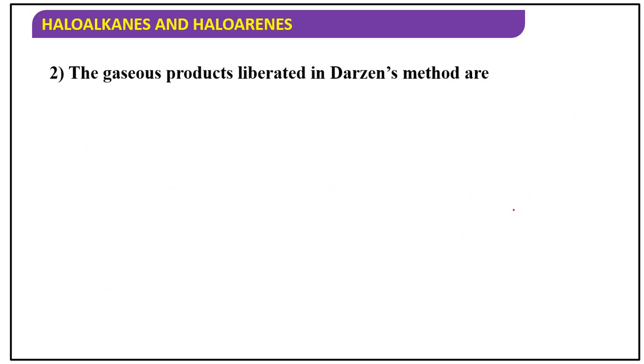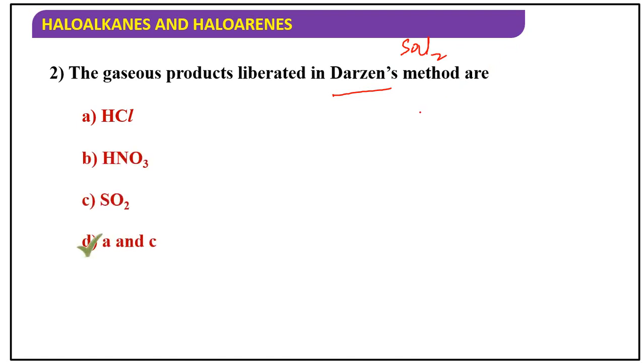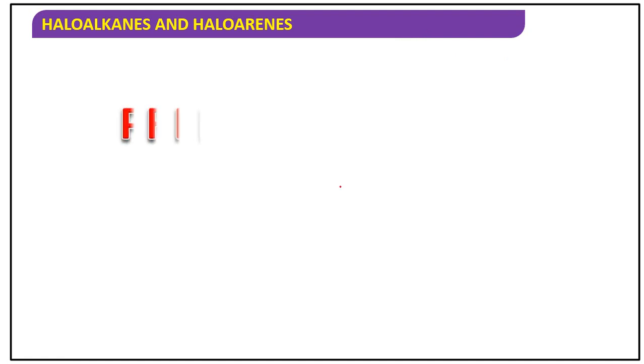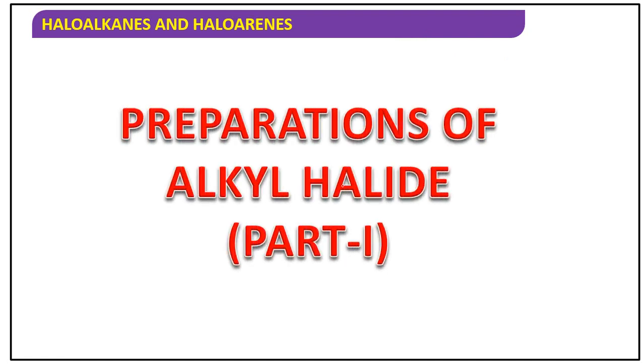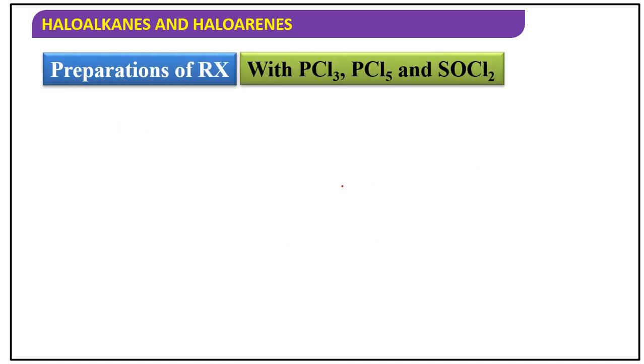The gaseous products liberated in Darzens' method. Darzens' method, which one? SOCl2. What are the products? SO2 plus HCl. Okay, so you will get the answer easily. Next, preparation of haloalkanes from alcohols by PCl3, PCl5, SOCl2.